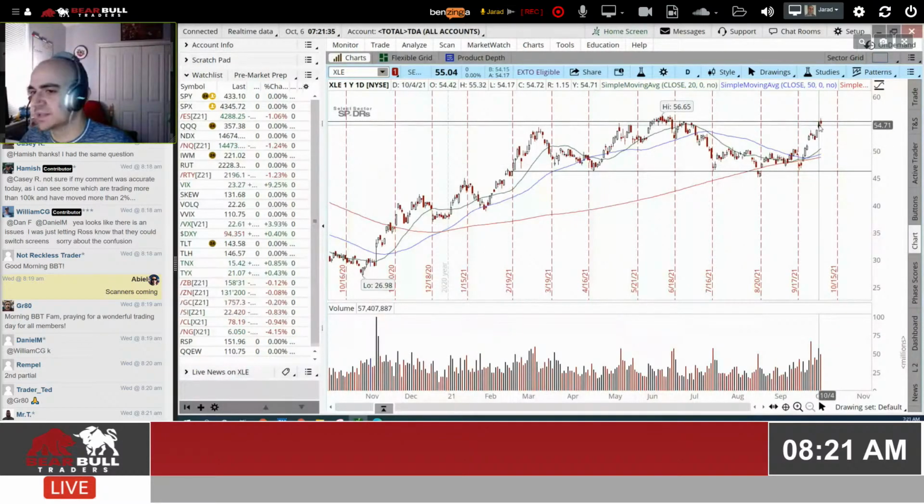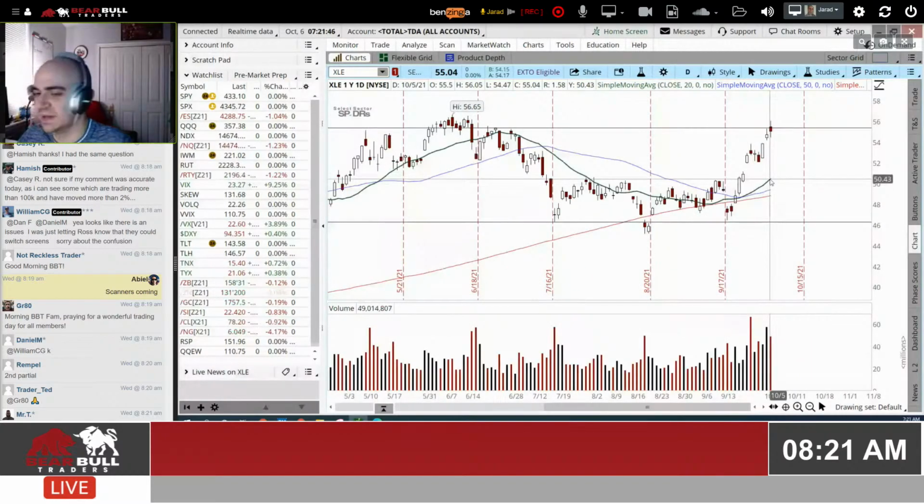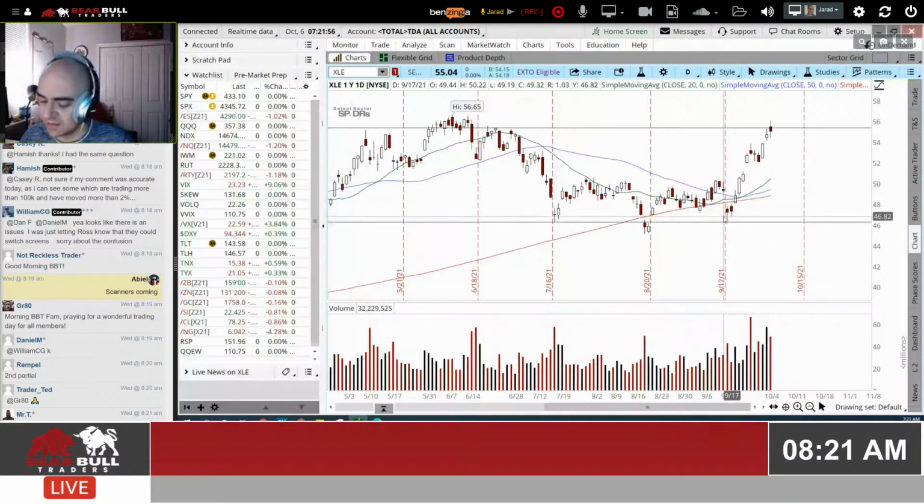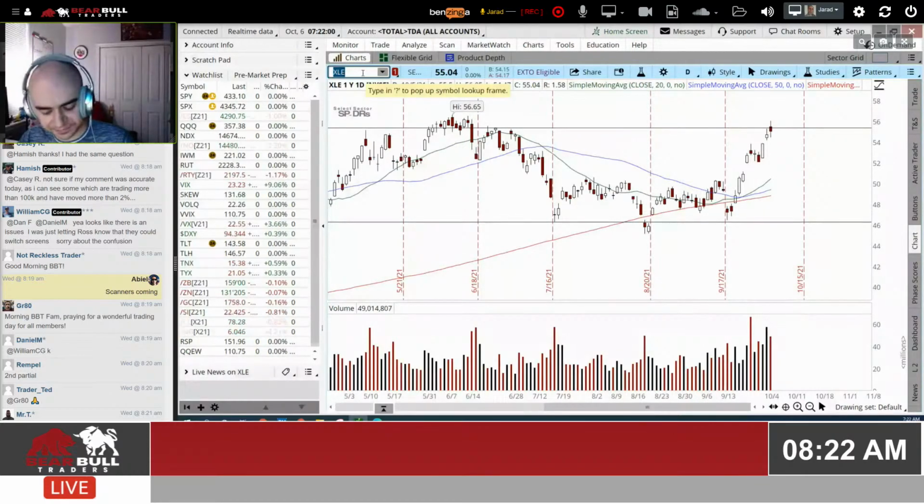And what that pullback looks like is something that we have to be cautious of because we are extended from daily trend. We've already moved as far as we needed to move relative to our technicals. So to expect this to go higher without a pullback is basically a very bullish assertion without essentially the right alignment of the trend.